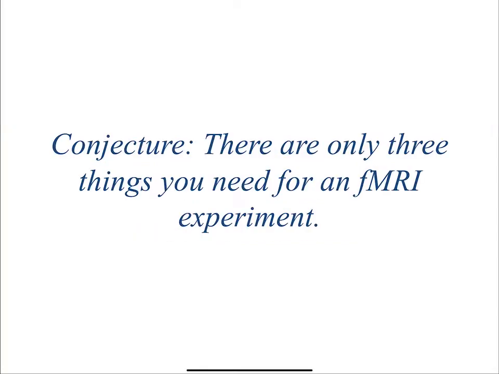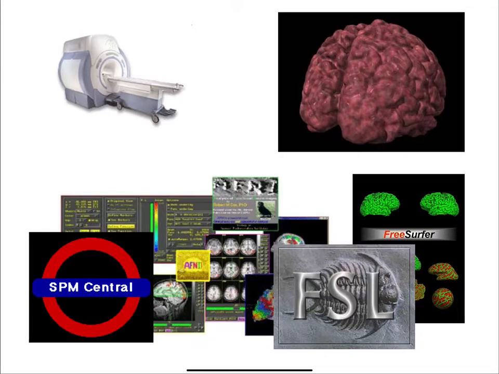So this is a conjecture that there are really only three things that you need for an fMRI experiment. Obviously you need a scanner, you need a brain, and then you need lots of software. A lot of the work over the last 25-plus years has been development of software for fMRI. At this point the software is quite sophisticated. There are probably millions of lines of code that have been written, and it's still being developed. So it's a never-changing field.